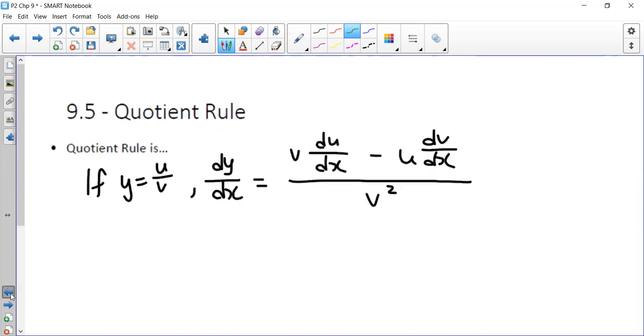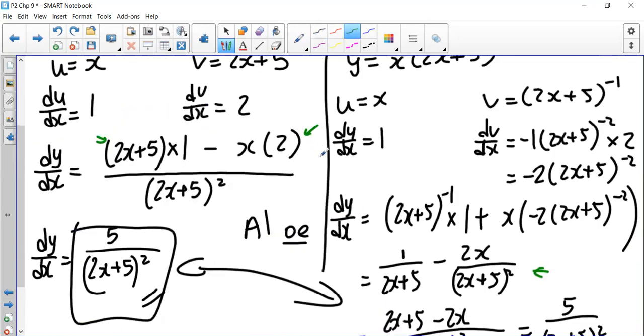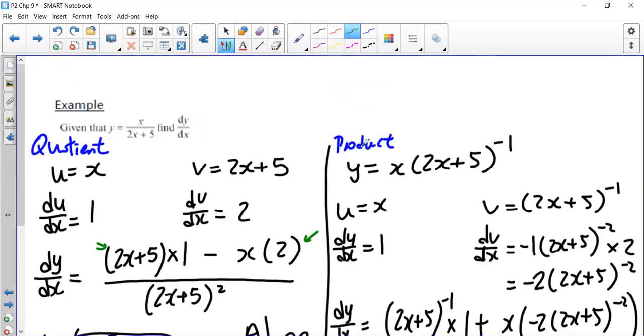But if the question wants you to give it in a specific way, for example, the previous example here, where the question wants you to give it in this specific form, then you must rewrite it in that form. So for example, if the question says you must find dy by dx in the form of a over (2x plus 5) squared, then you know you have to write it in this format.